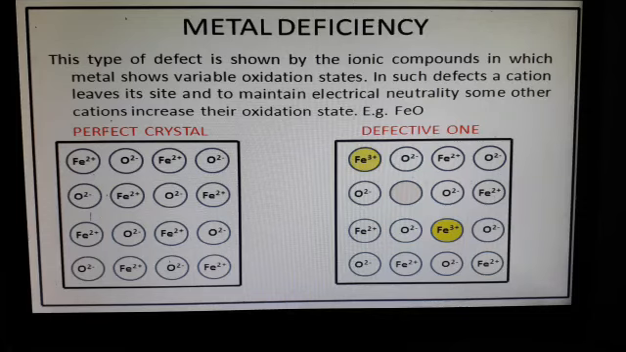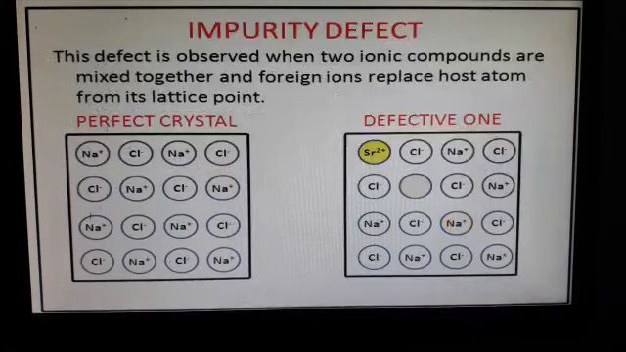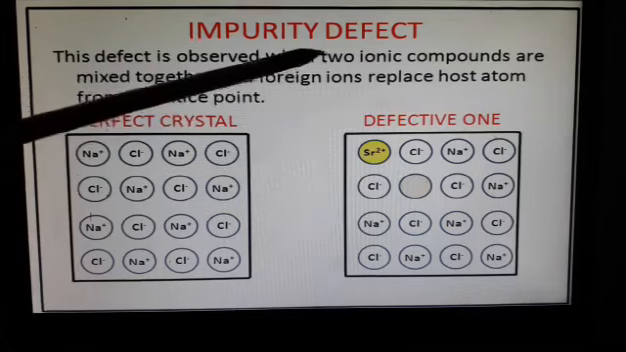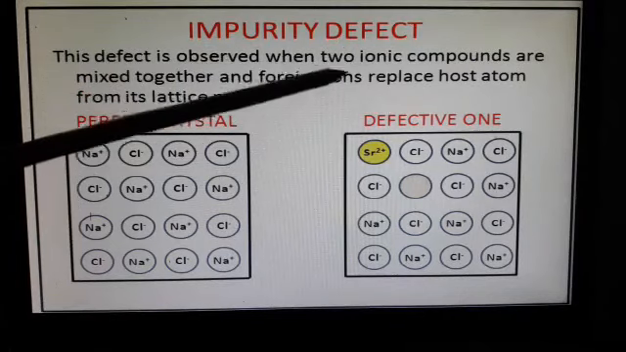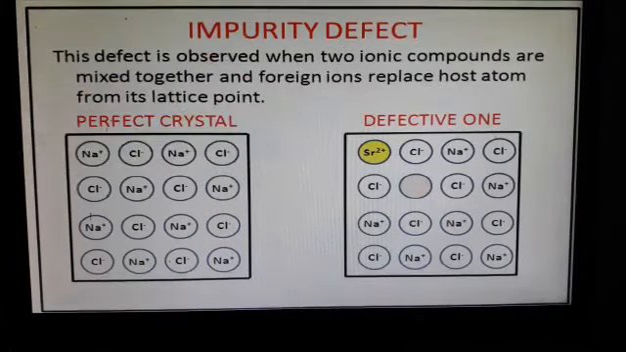Now the next defect is the impurity defect. As it is clear from its name, impurity means there should be some impurity. So this defect is observed when two ionic compounds are mixed together and a foreign ion replaces a host atom from its lattice point.